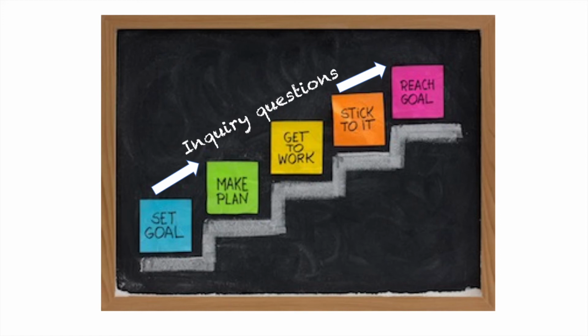Now let's move on to the third part, which is your action plan. You've set your goal and you've written some inquiry questions to help you reach your goal, but what happens in between? Well, you have to plan that. You have to make a plan, get it to work, and stick to it so that you can reach your goal.